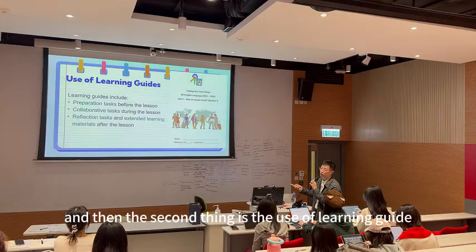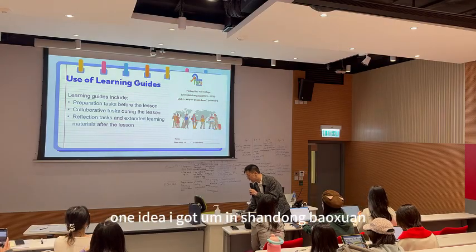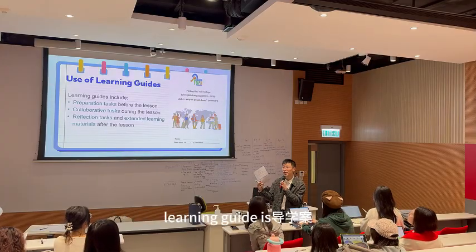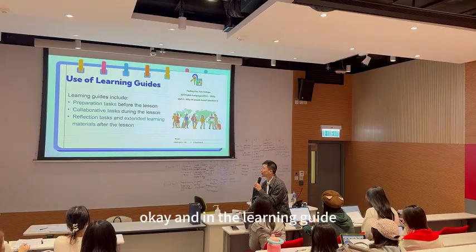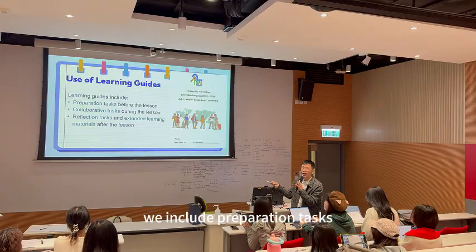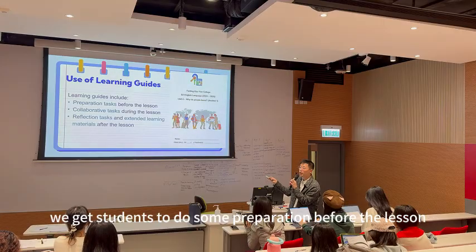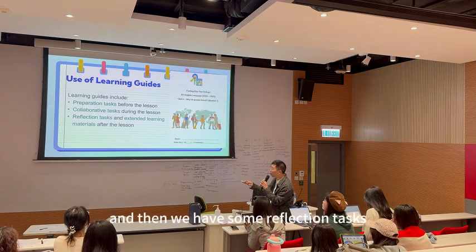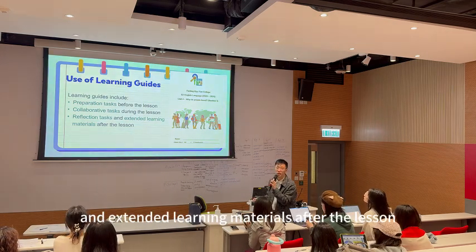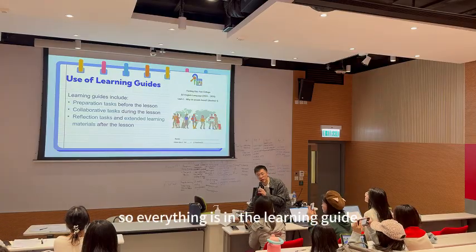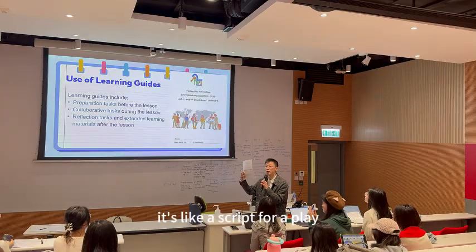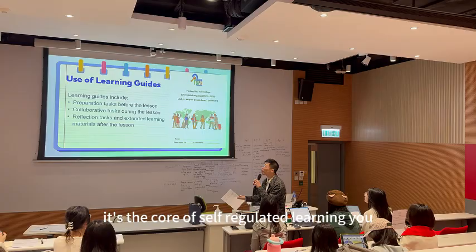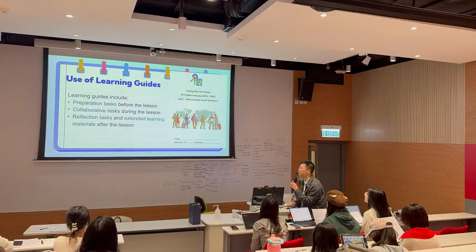And then the second thing is the use of learning guide. Learning guide is actually one idea I got in Shandong, Daoxuan. Learning guide is Daoxuan. Okay? And in the learning guide, we include preparation tasks. We get students to do some preparation before the lesson. At the same time, we have some collaborative tasks. And then we have some reflection tasks and extended learning materials after the lesson. So everything is in the learning guide. It's like a script for a play, a drama play. Okay, so it's everything. It's the core of self-regulated learning. You need to have all this.